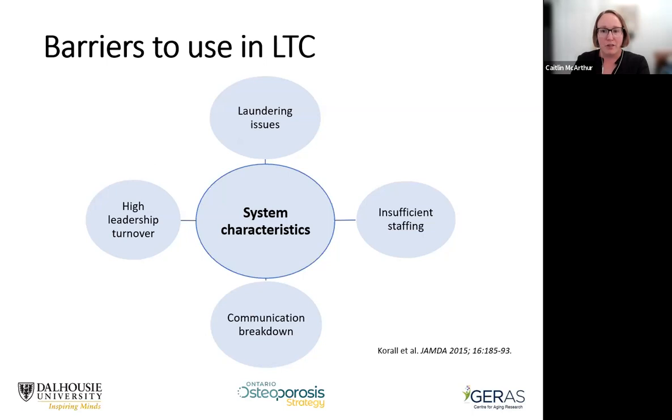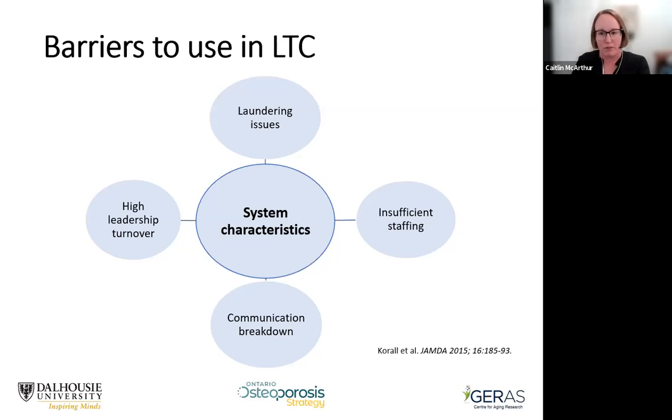Having high leadership turnover is a challenge. So if leadership is constantly turning over, you don't have that same support for programs. Insufficient staffing, which we were definitely facing pre-COVID, but during COVID this is even more of a challenge. So having more workload, not enough time to help with things like hip protectors.